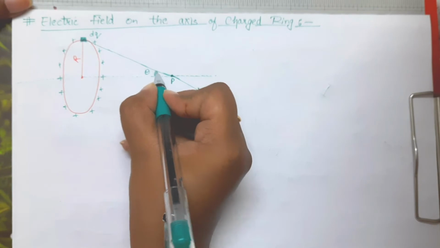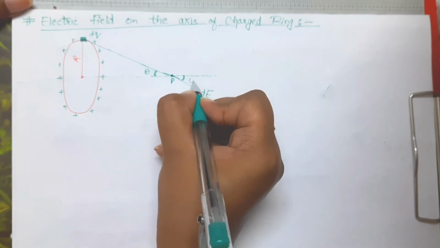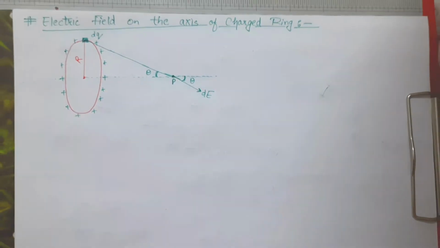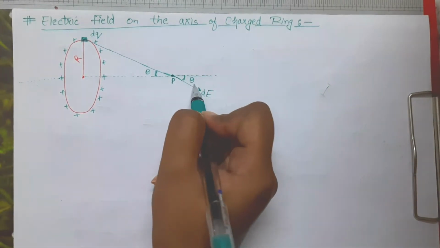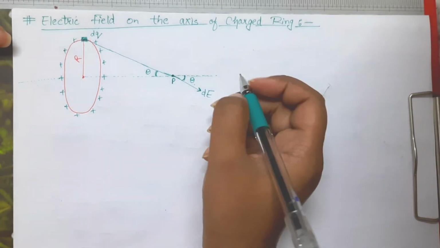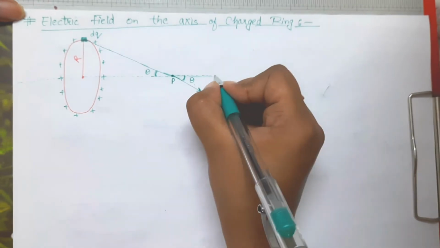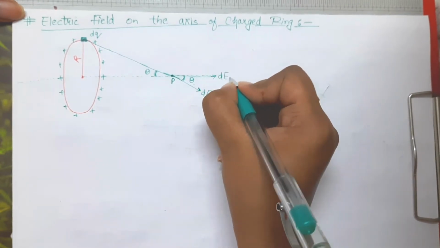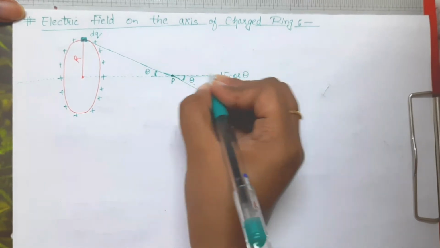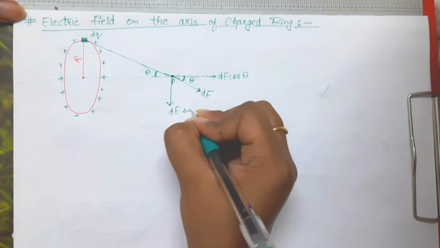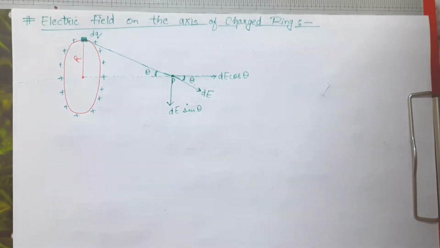So if this is angle theta, this is also going to be angle theta, because these are vertically opposite angles. So if this is theta, this is also theta. Now because this is dE, along this direction, along with this theta, there will be a component dE cos theta, and at 90 degrees there will be a component dE sin theta. We have done this so many times now.